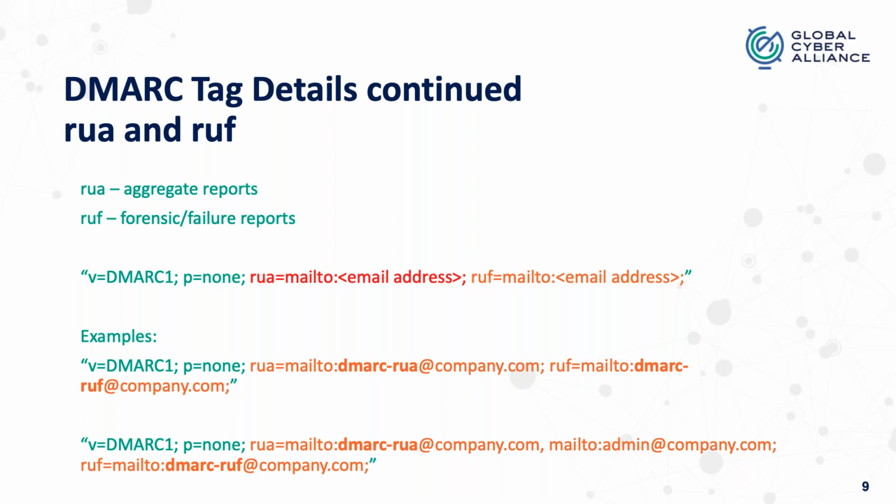We're saying that the RUA at minimum is required. The reason is that when you're at p equals none, you need to get those reports, because otherwise you have no way of knowing whether you're ready to go to quarantine or reject. And it's the aggregate reports that we're saying are required, because that's the one that actually gives you all that information that I keep talking about.